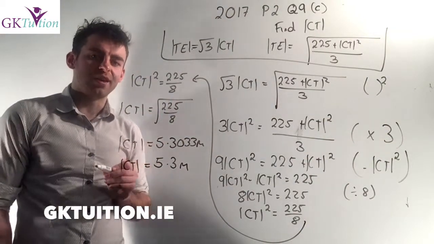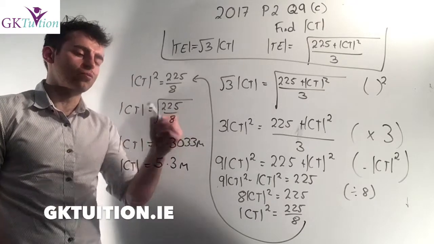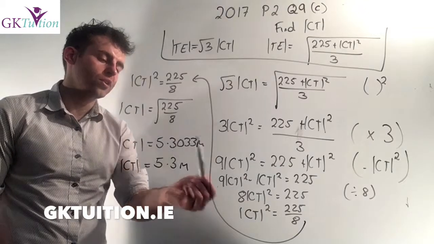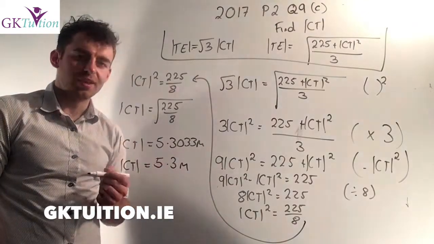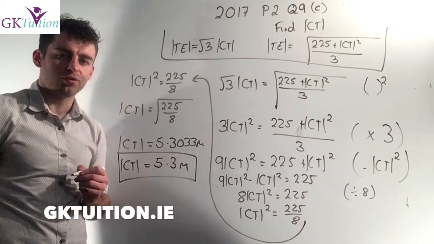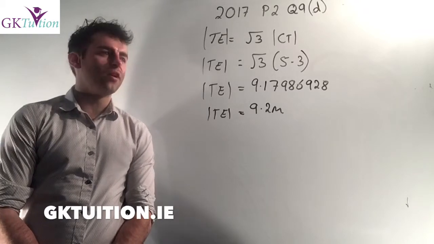In order to get ct on its own, you take the square root of both sides. So ct is obviously just root 225 over 8. Plug it into your calculator, it's 5.3033 meters. It asks you to leave it to one decimal place, so your final answer is ct is equal to 5.3 meters. Once you've got part C right, part D is very straightforward.